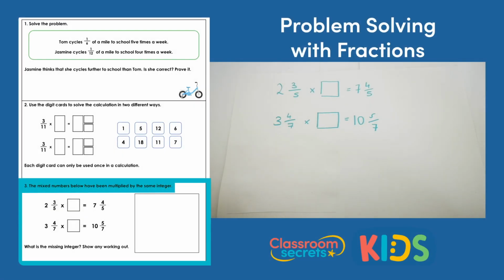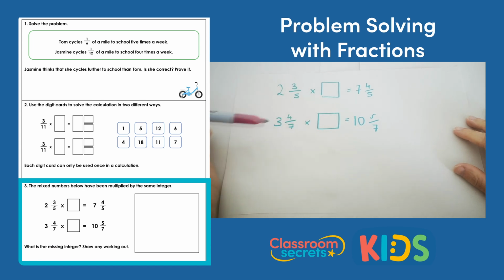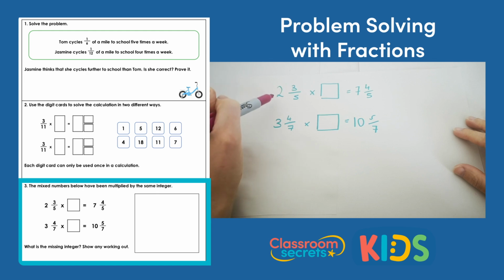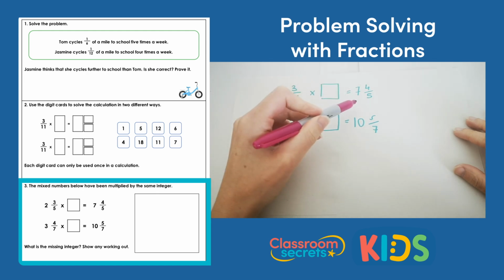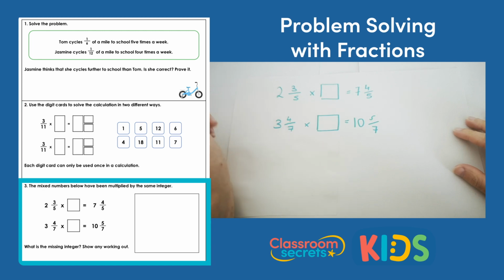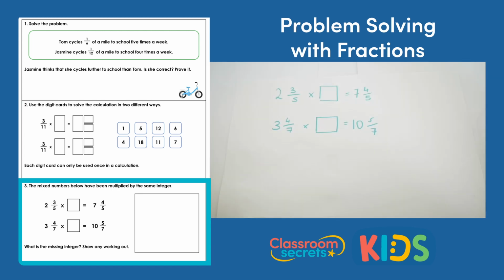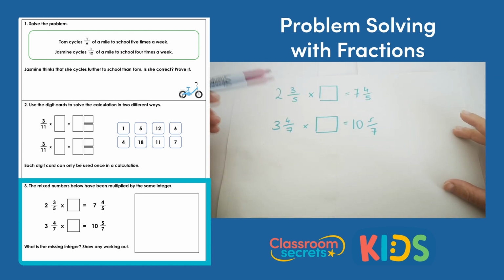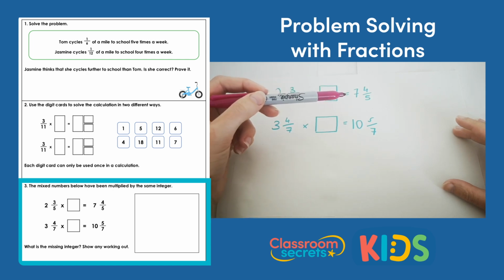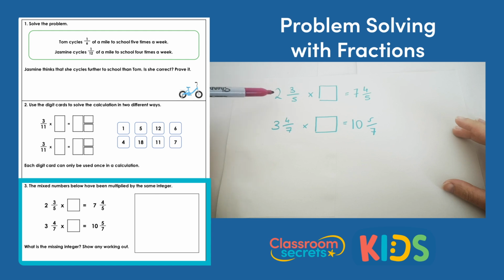Question 3. The mixed numbers below have been multiplied by the same integer. What is the missing integer? Show any working out. So both of these calculations have a missing integer, and the missing integer is the same in each of them. What we need to do is look at the numbers we have in the calculation and the answers to try and work out logically what could be missing. If I look at the first question, I know there is no whole number that I can times 2 by to give me 7. So I need to think about something else.